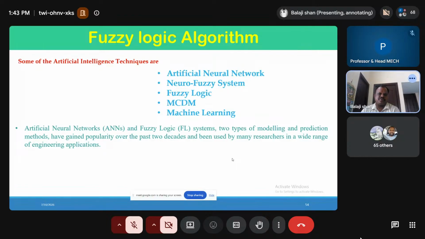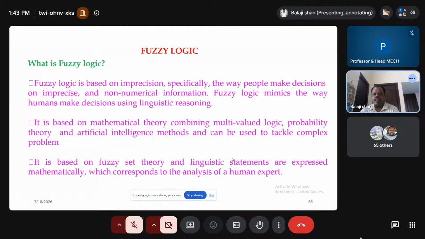So already in the market, a number of artificial intelligence tools are available, such as the ANN (artificial neural network), neurofuzzy system, fuzzy logic system, MCDM (multi-criteria decision making), and a number of machine learning algorithms such as random forest are available on the websites. Artificial neural networks and fuzzy logic systems are two types of modeling and prediction methods that have gained popularity over the past 2 decades and are used by many researchers in a wide range of engineering applications.